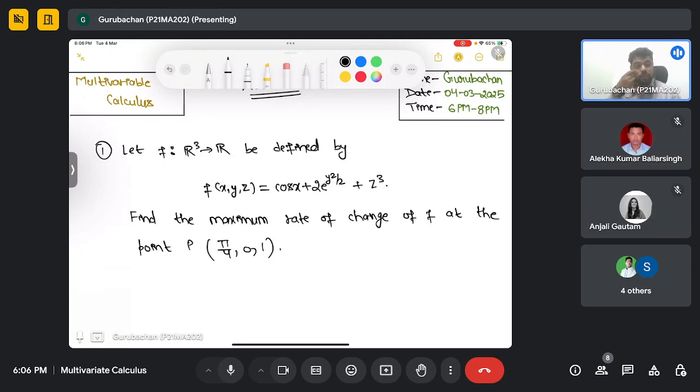So we have been given a function of 3 variables and we have to find the maximum rate of change of f at this particular point, that is pi by 4, 0 and 1. So try it.